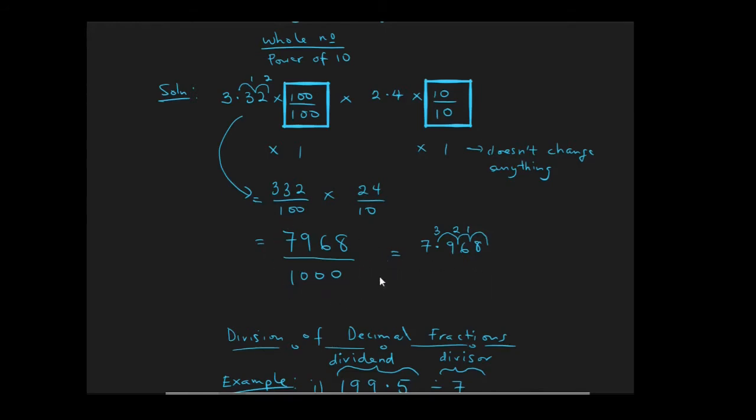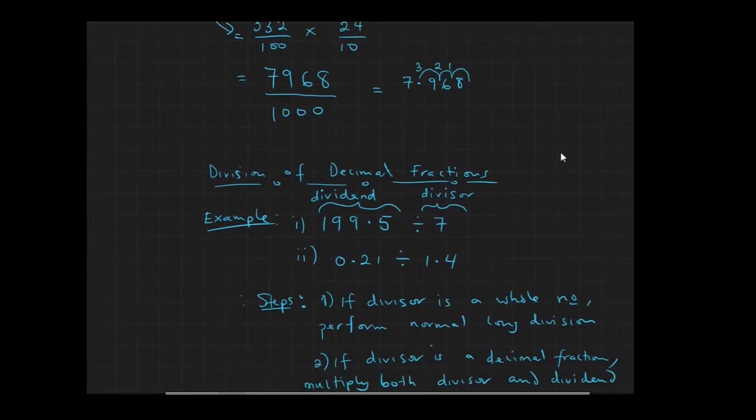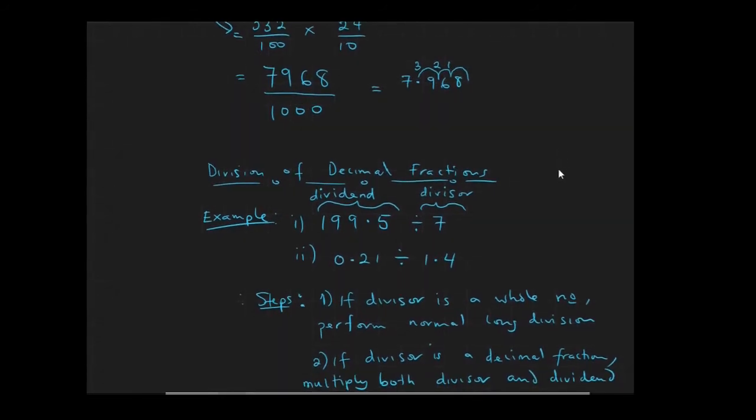Now, we all know that when we have a denominator which is a power of 10, all we have to do is to shift the decimal point from the right, the number of spaces of the zeros. In this case, we have 3 zeros, so we shift it to the left 3 times, and we'll get 7.968, which is the same answer we got in the earlier method.